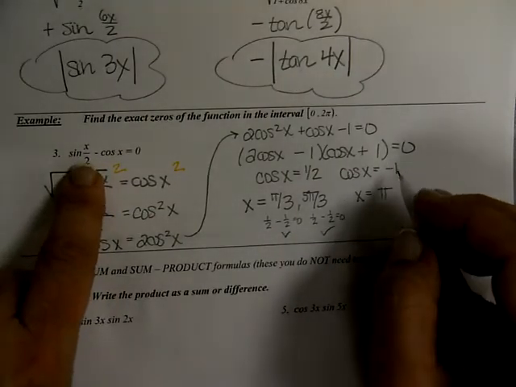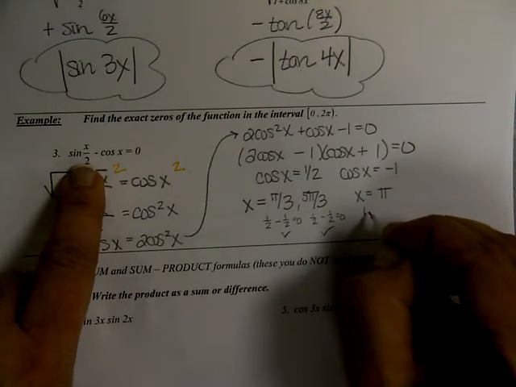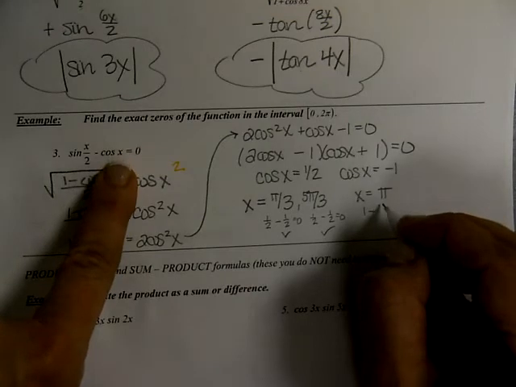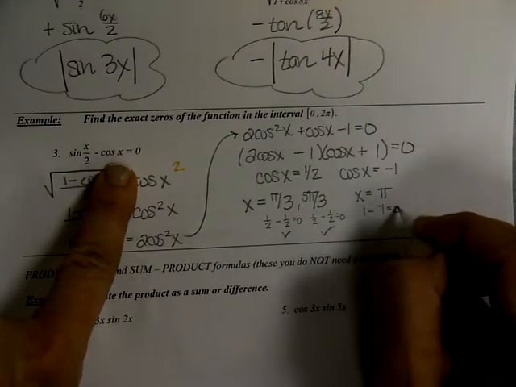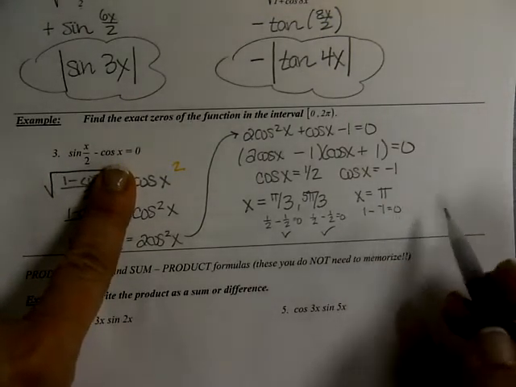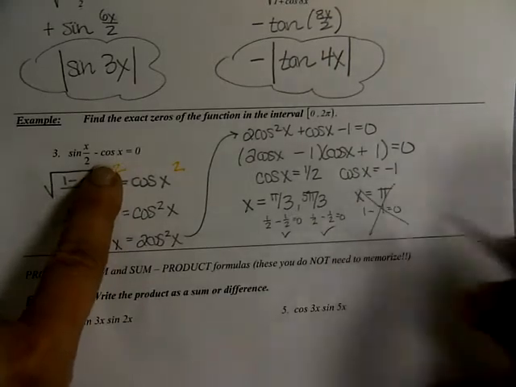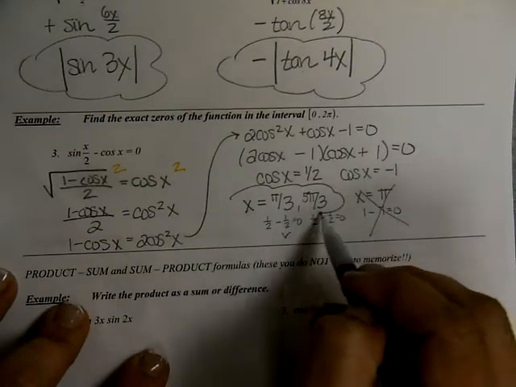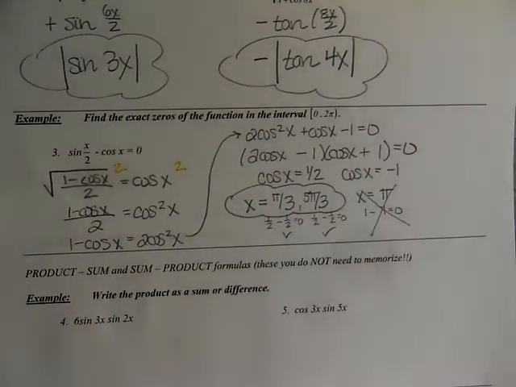That would be the sine of pi over 2, which is 1 minus, and then the cosine of pi is -1. And here we have that 1 minus -1 equals 0. This is not true. So there was an extraneous solution that popped up. So the only two valid solutions would be pi thirds and 5 pi thirds.